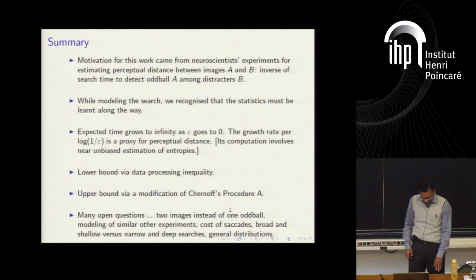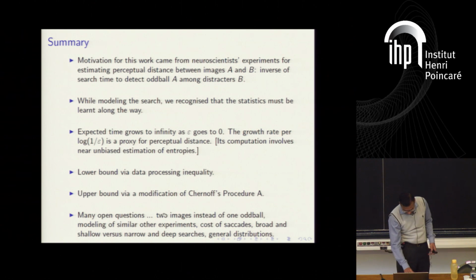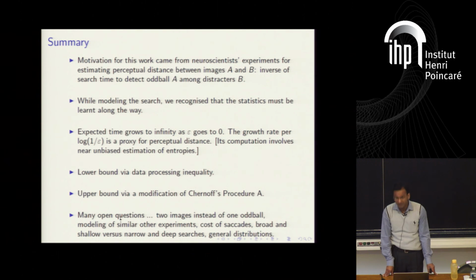Okay, so I'll ask you to focus on the last bullet here. There are many open questions. What if there are 2 oddballs instead of 1? Okay, so I can't call it oddball anymore, 2 even balls instead of 1 oddball. There are also other such experiments. Neuroscientists cook up experiments to test several hypotheses, and each of them has to be modeled in a somewhat different way. Perhaps there is a paradigm that one can come up with to handle a whole lot of these problems. How do you model similar other experiments?